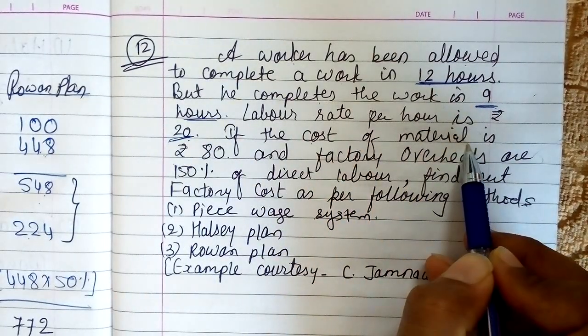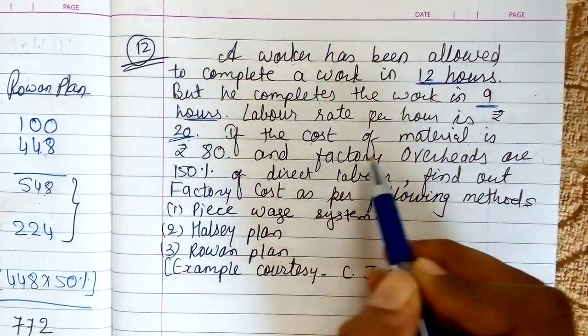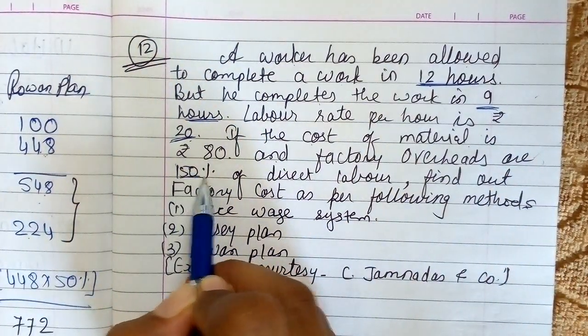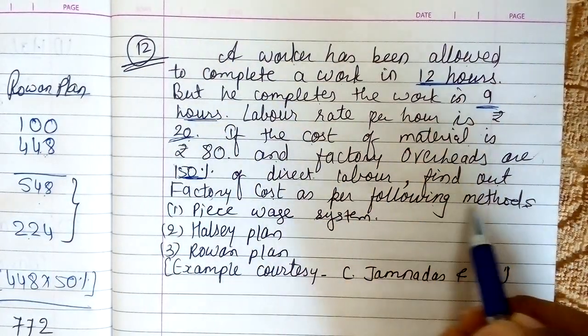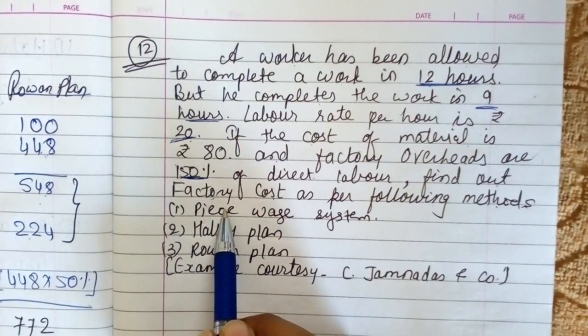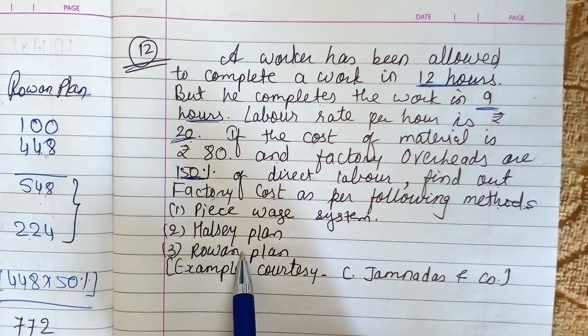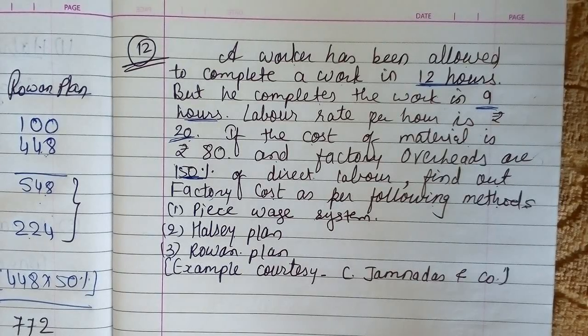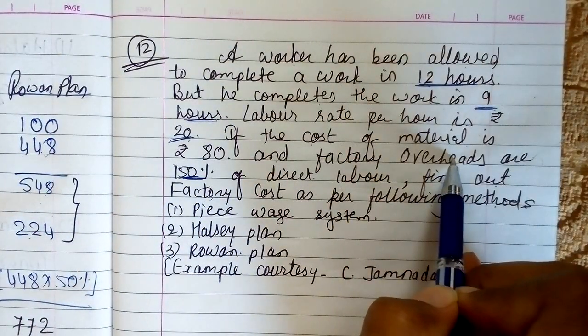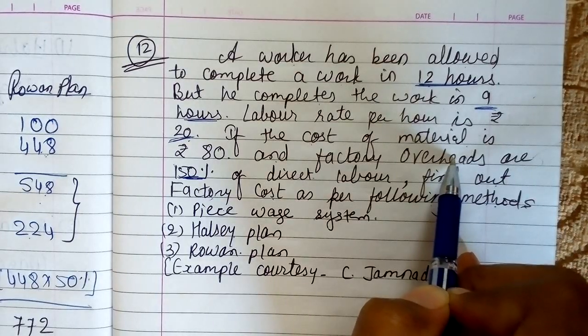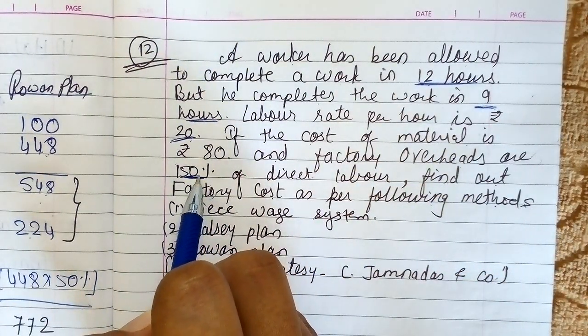If the cost of material is rupees 80 and factory overheads are 150% of direct labor, find out factory cost as per the following methods: piece wage system, Halsey plan and Rowan plan. Example courtesy C. Jamnadas and Company, right? The example is taken from the textbook of C. Jamnadas and Company, Cost Accounting. So only one difference: in the previous example, factory overheads were 50% of direct wages or direct labor, and here it is 150% of direct labor, right?